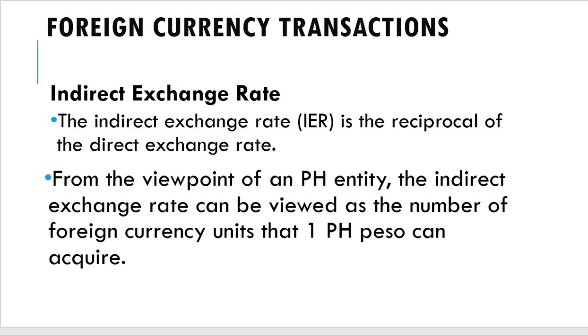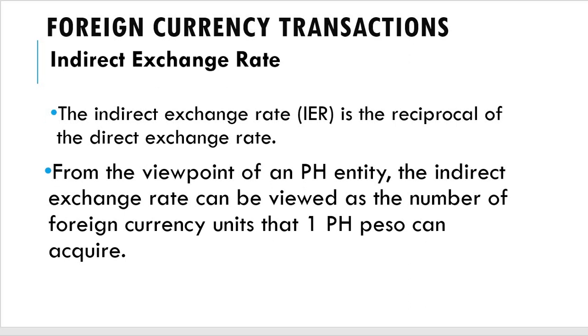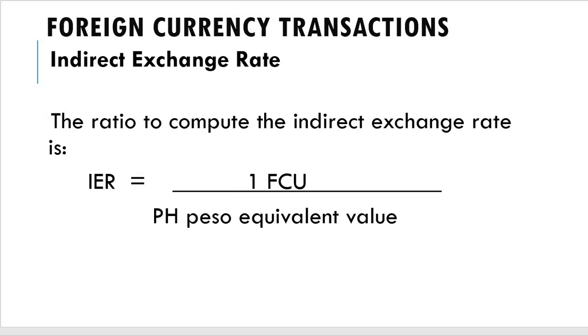So, yung indirect naman, di ba? The number of foreign currency units that one Philippine peso can acquire. Okay? So, the ratio to compute the indirect exchange rate is one foreign currency over PH peso equivalent value.